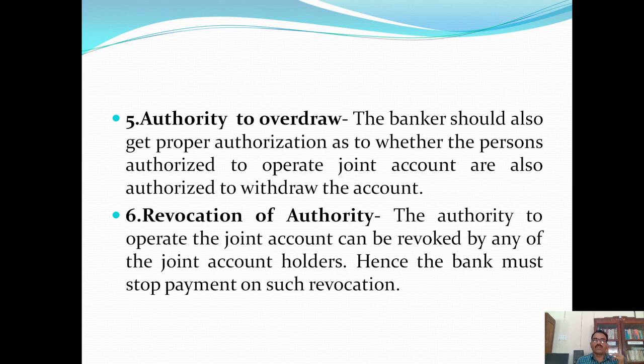Fifth one, authority to overdraw. The banker should also get a proper authorization as to whether the persons authorized to operate a joint account are authorized to overdraw the account. Then revocation of authority. The authority to operate the joint account can be revoked by any of the joint account holders.